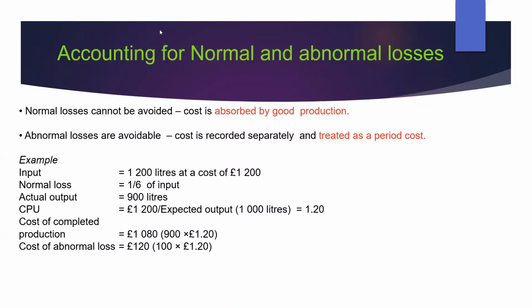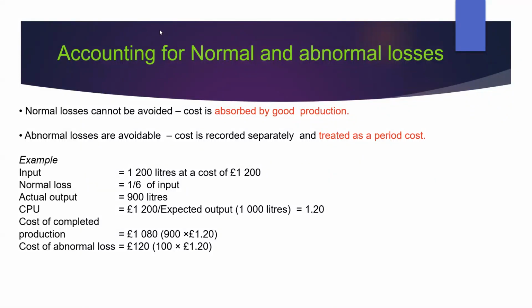Here, the normal losses are the losses that cannot be avoided. And this should be absorbed by the good production. The abnormal losses can be avoided and it should be recorded separately and treated as a period cost.